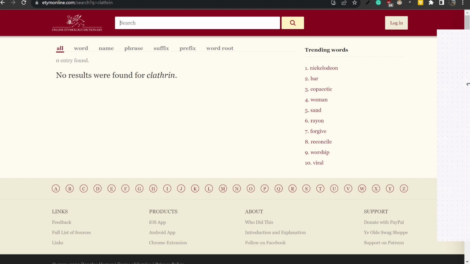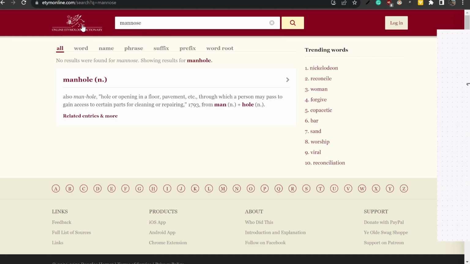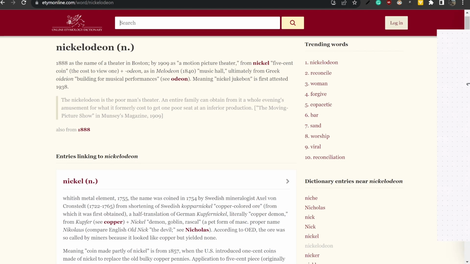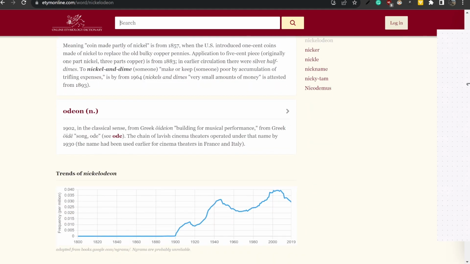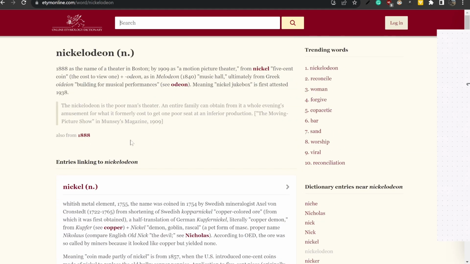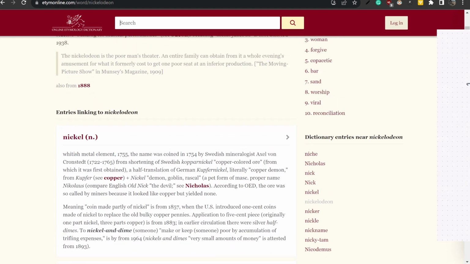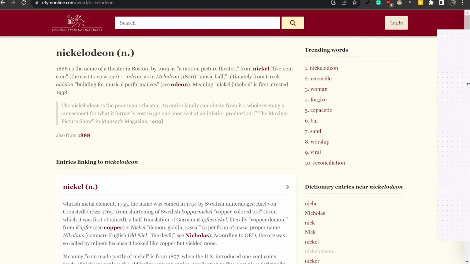Oh, and by the way, if you're curious, this is an etymology dictionary. This is how dictionaries should be used. Like if you look at Nickelodeon, it shows you how the word is broken up and the definitions of this word. And it's actually so nice for understanding where words come from.